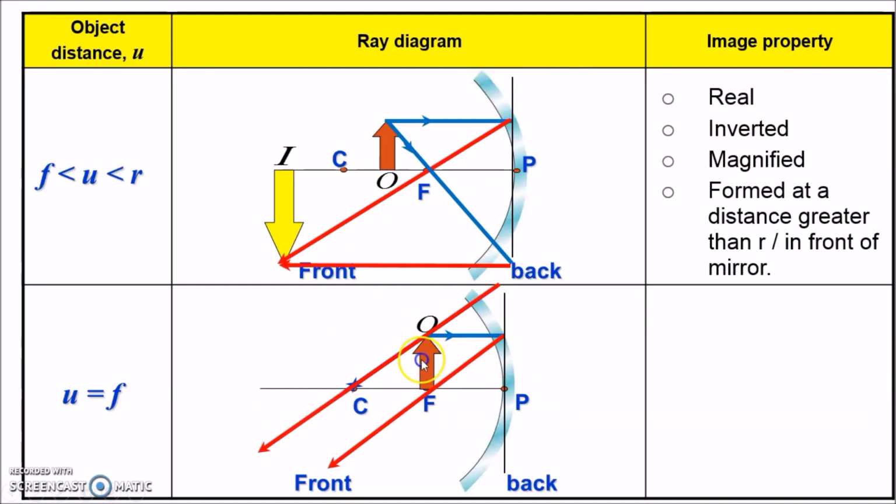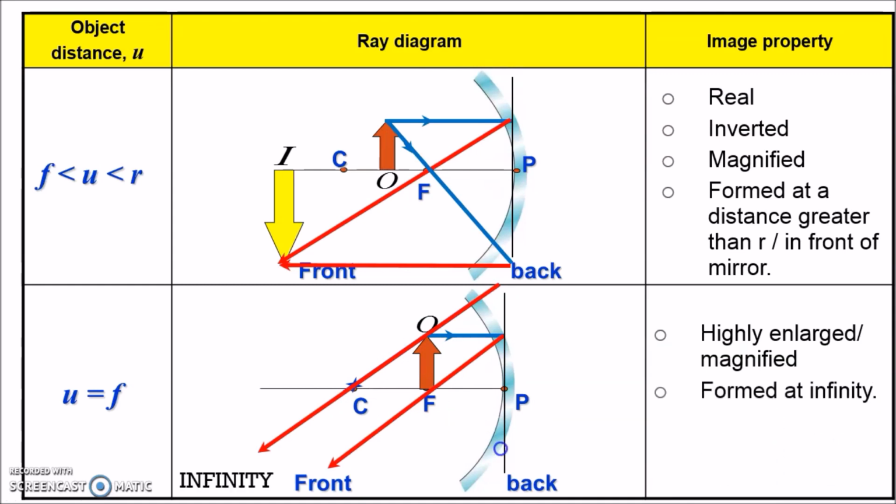Here we can see that these two reflected rays are parallel to each other. So the image formed will be highly enlarged or highly magnified, very very big, because we cannot see where is the intersection point of the reflected rays, and the image will be formed at infinity because the intersection is very far away.